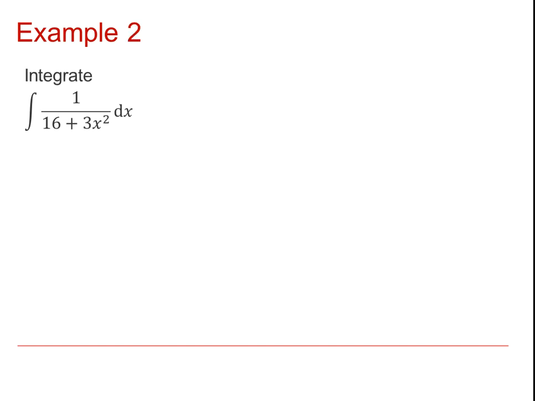In general, however, we might need to do a little work to get the denominator into the correct form. So here we can see that we've got 3x squared rather than x squared. So the first thing we need to do is to factor out that value of 3, to say that this integral is the same as 1 over 3 multiplied by the integral of 1 over 16 divided by 3 plus x squared dx. Now we can see that we've got it in the correct form, a squared plus x squared on the bottom line, where a is equal to 4 over root 3.